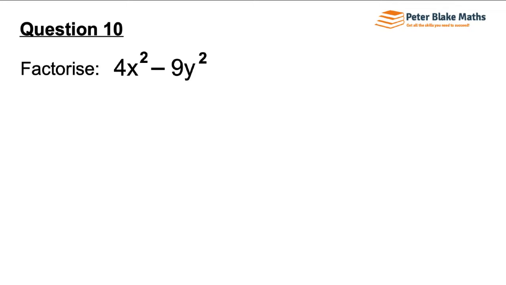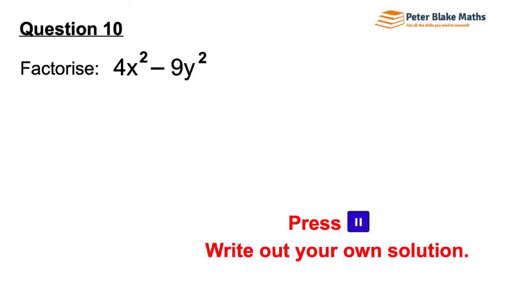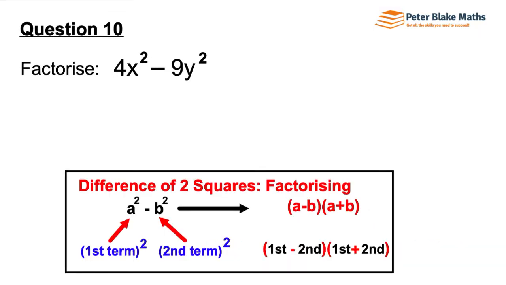Question 10. Factorise 4x squared minus 9y squared. Now we've got a difference of two squareds shortcut template type thing to work with here, because as you'll notice, we don't have any letters that are common between 4x squared and minus 9y squared. We don't have any numbers that go into 4 and 9 nicely. So we can't factorise in the normal methods.